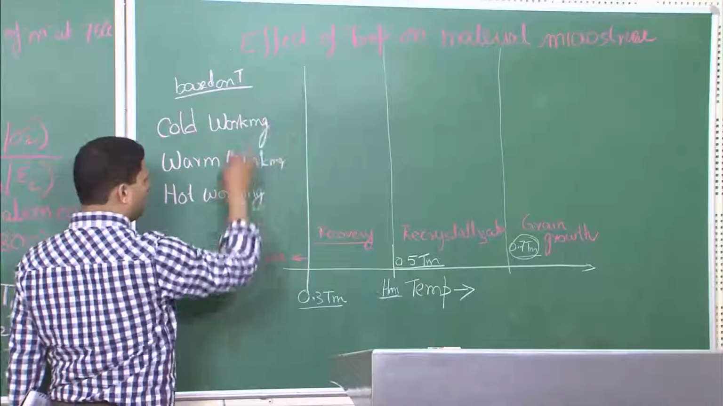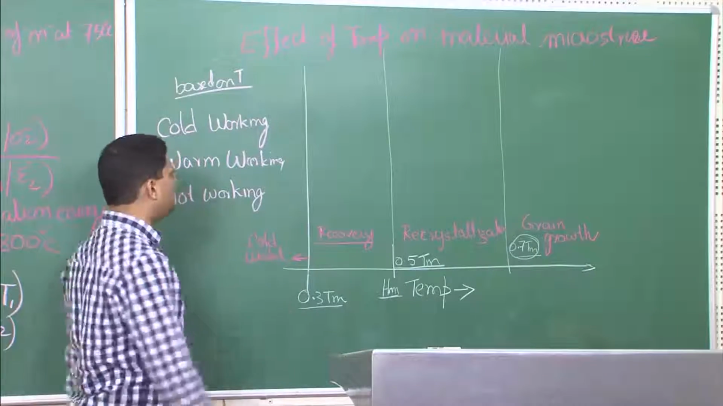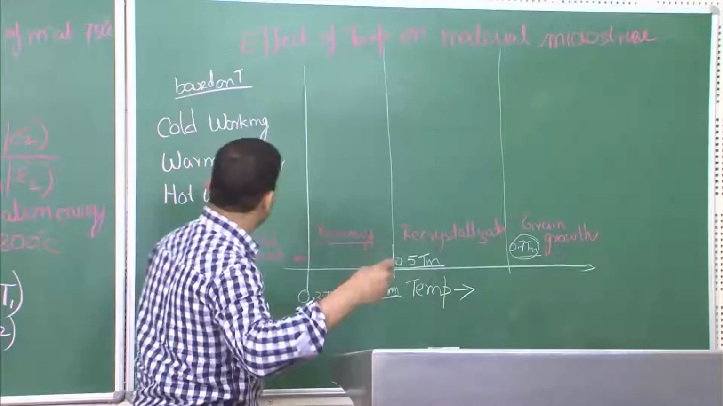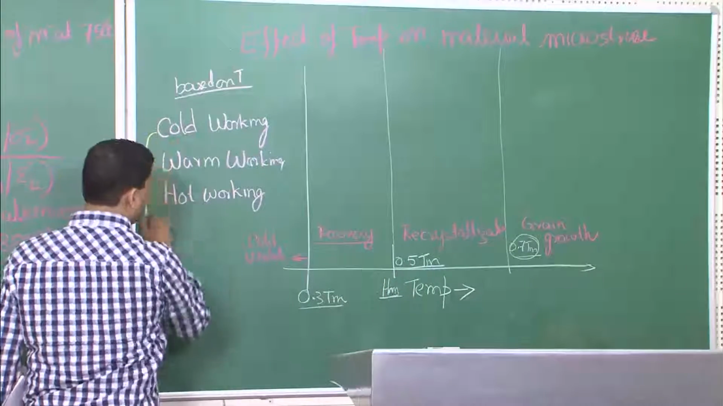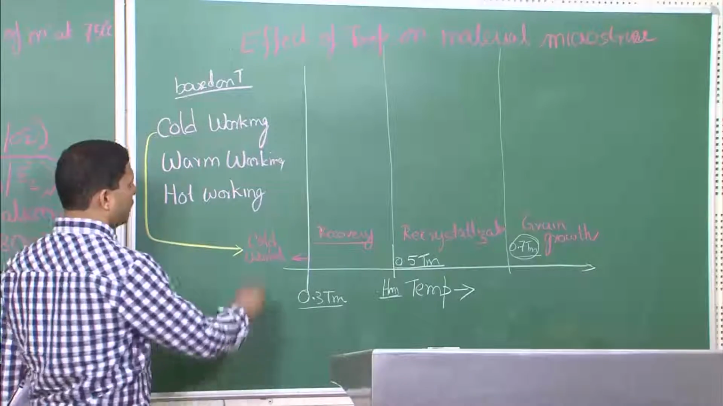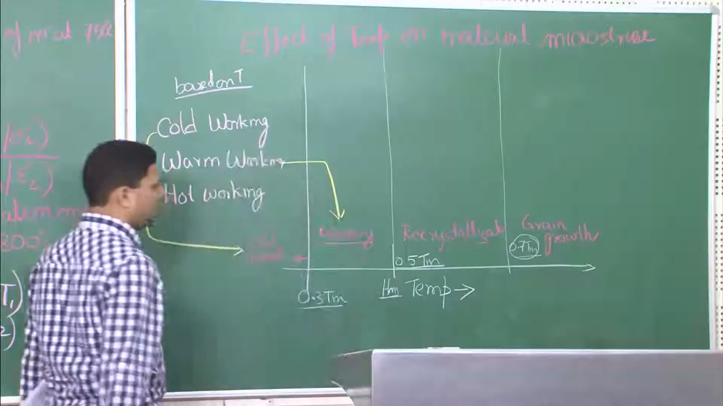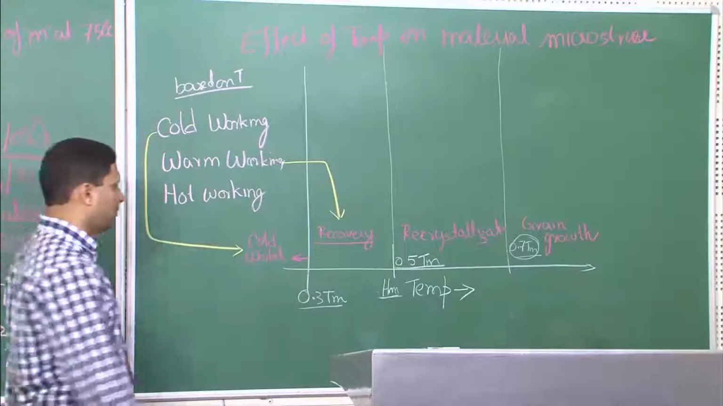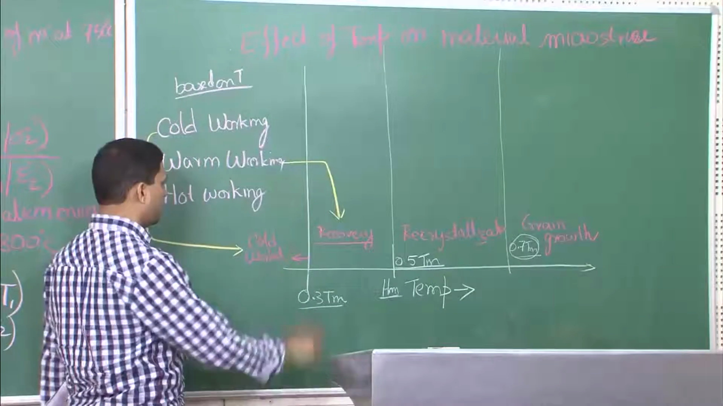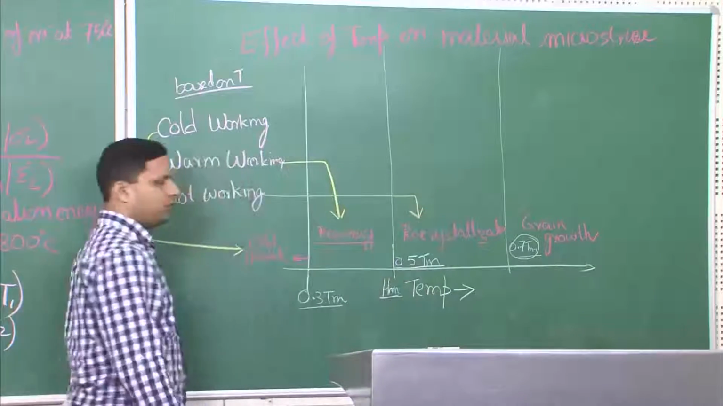If you are talking about cold working, it is when you are working at a temperature less than 0.3 Tm. So, let me relate it. Cold working is this zone when you are less than 0.3 Tm. Warm working is when you are above 0.3 Tm but less than 0.5 Tm, meaning some amount of microstructural changes are taking place over here. Hot working is when you are above 0.5 Tm.